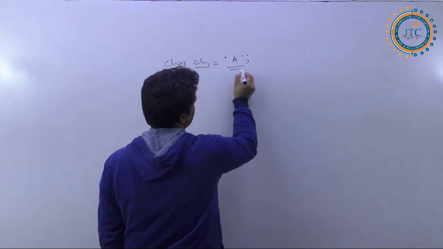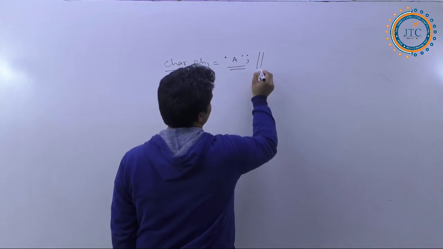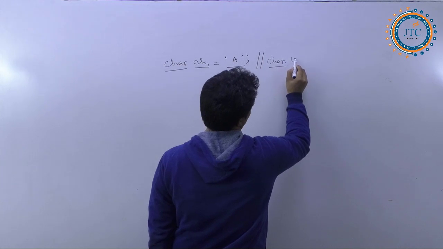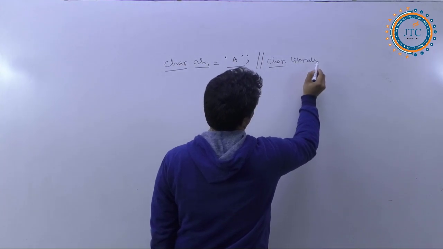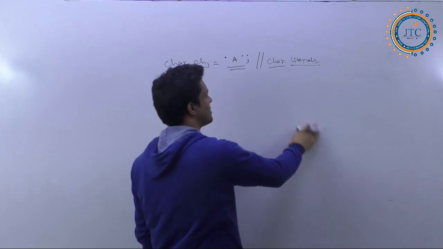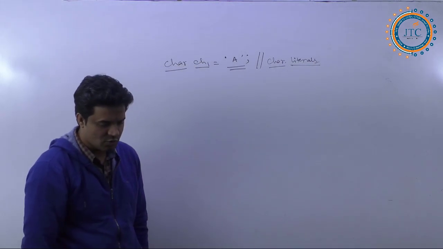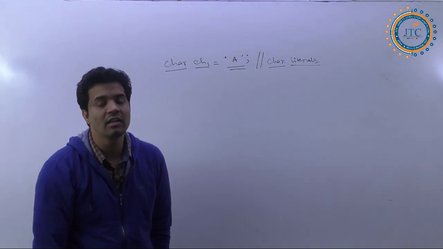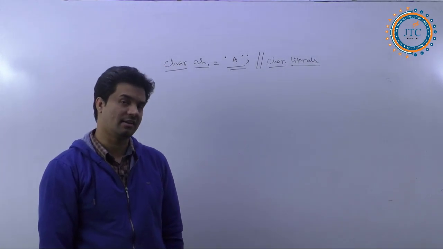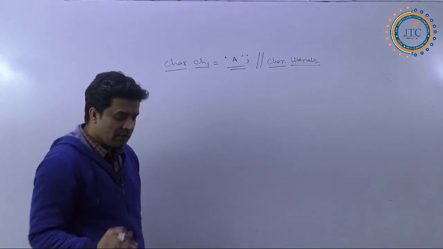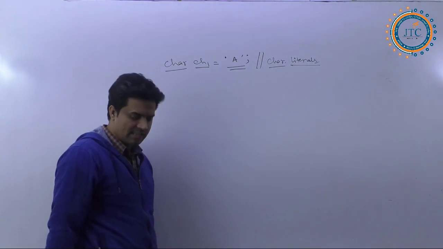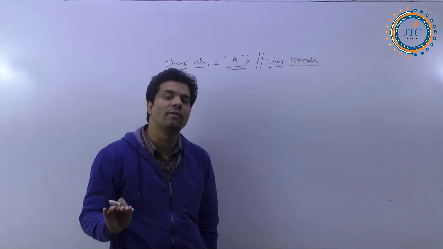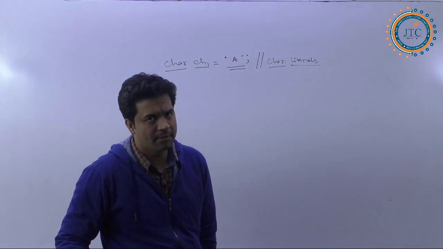So this particular one is the literal character, which we can call the character literal. So when I am writing ch1 is equal to A within the single quotes, this is what we will be calling a character literal. Remember that. Now as I said, if you write anything within single quotes, that's what we will call a character literal, right?